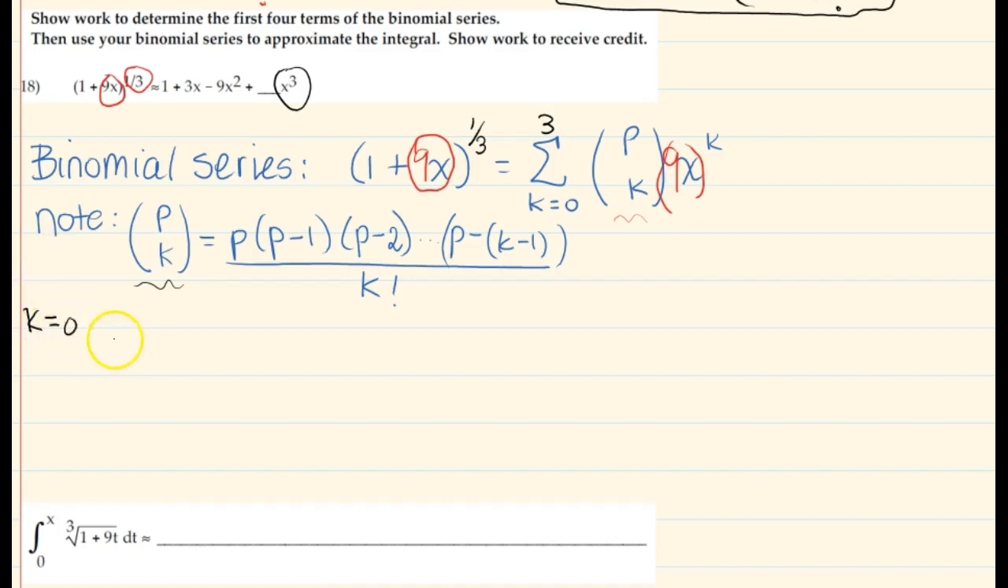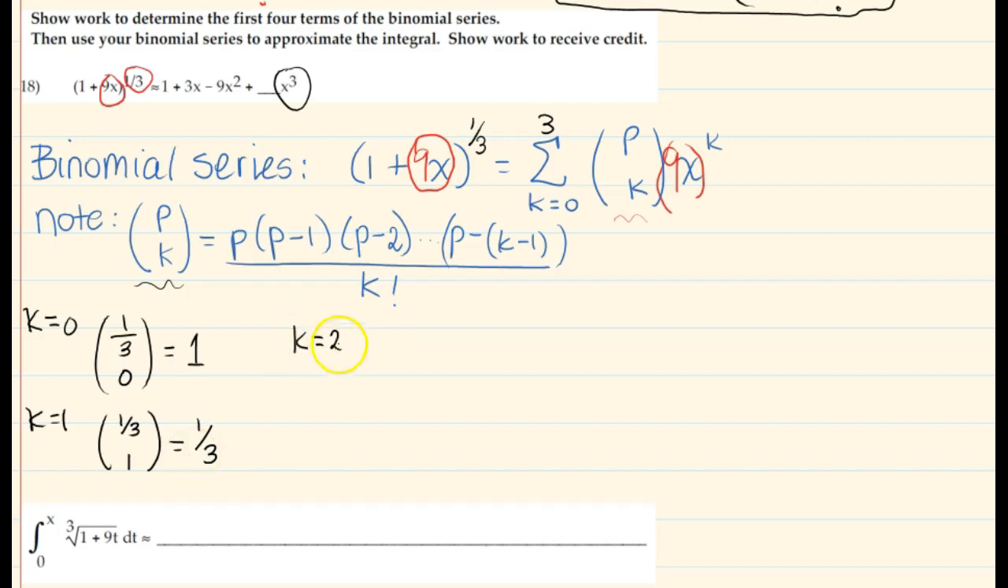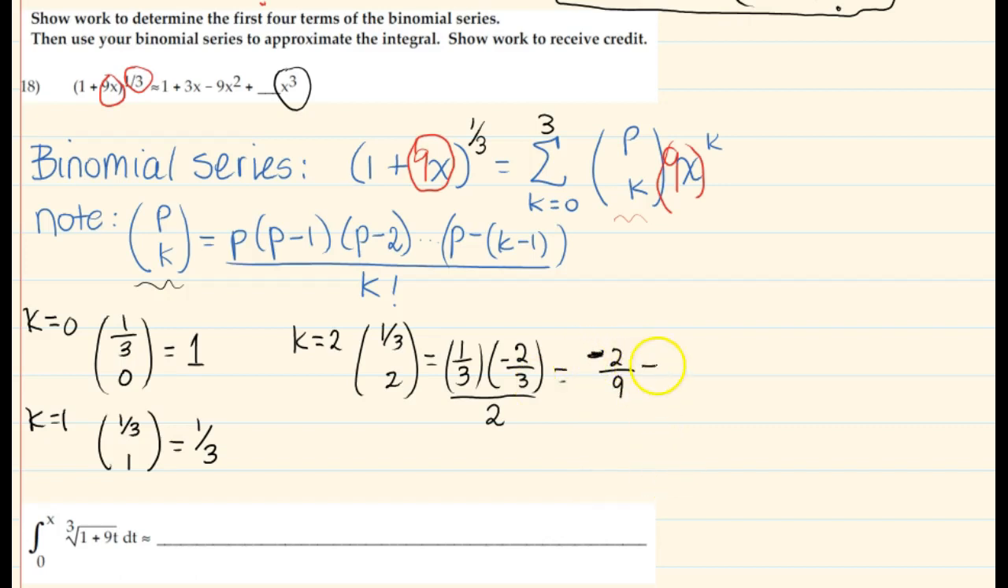When k is equal to 0, I'm going to get (1/3 choose 0). By definition, that's equal to 1. If k is equal to 1, that's (1/3 choose 1), and by definition, that's equal to 1/3. Now, when we get to k equal to 2, it gets a little more interesting, because for (1/3 choose 2), I have to multiply 1/3 times 1/3 minus 1, which is negative 2/3, and then divide by 2 factorial, which is 2. So this becomes negative 2/9 divided by 2. Remember, that's the same thing as multiplying by 1/2. So that is equal to negative 1/9.